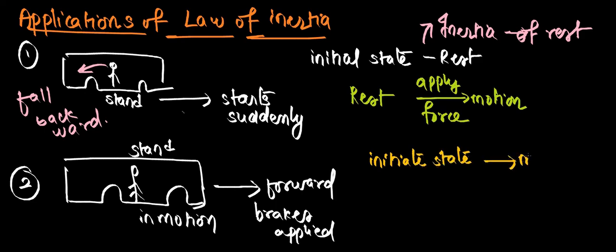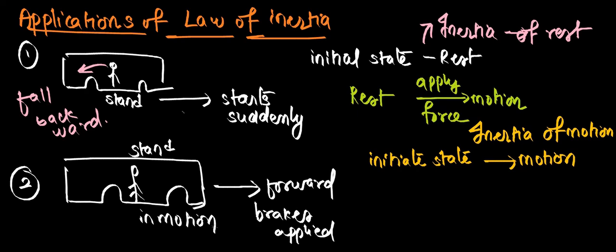So your body tries to be in motion. That's it. Your body tries to continue whatever state it initially has. You are already in motion, so what do we consider here? We consider inertia of motion. Now brakes are applied. So if brakes are applied, what happens? Suddenly the bus will stop. So what happens to you now?